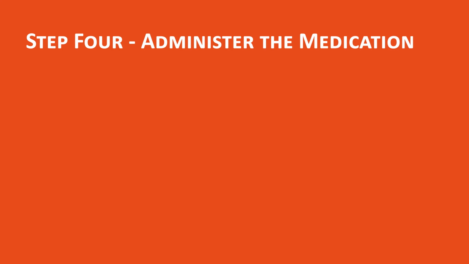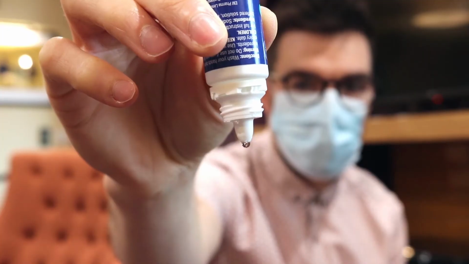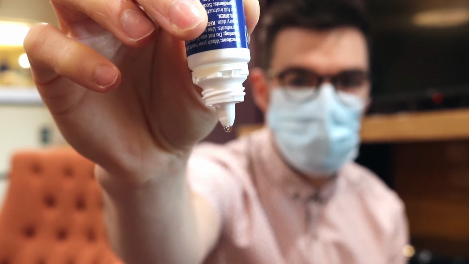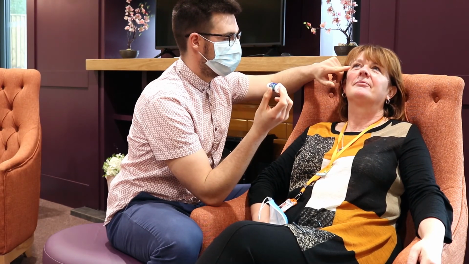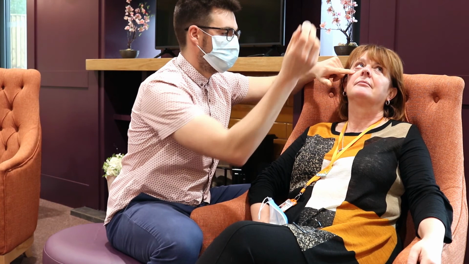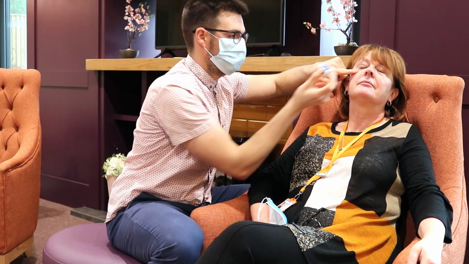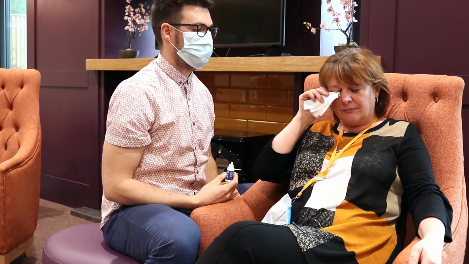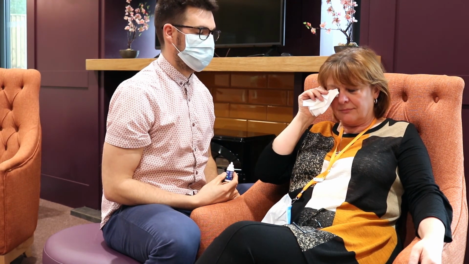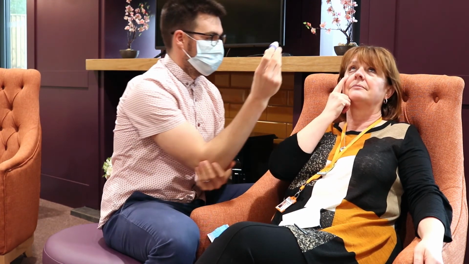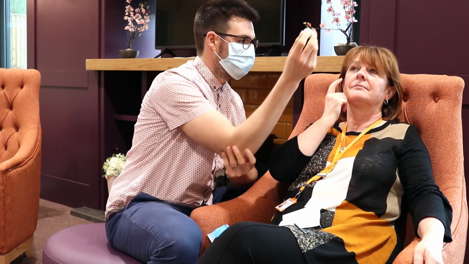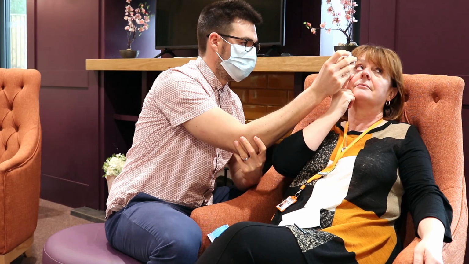Step 4. Administer the medication. Push out a drop and leave it hanging from the tip of the dropper bottle. This is known as a hanging drop. With your free hand, pull the lower lid gently away from the eyeball to make a pocket in which you can place the drop. Tell the person to look away, towards the bridge of their nose if possible, and then upwards. Looking up takes the upper eyelid and lashes out of the way and gives you more room to administer the drop. Gently touch the drop onto the lower lid to release it.